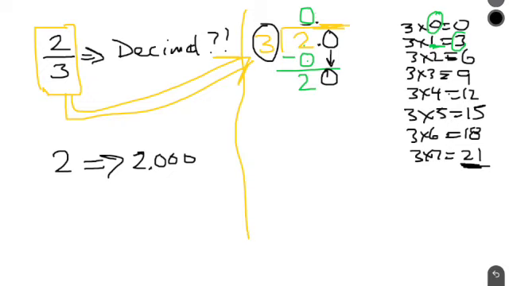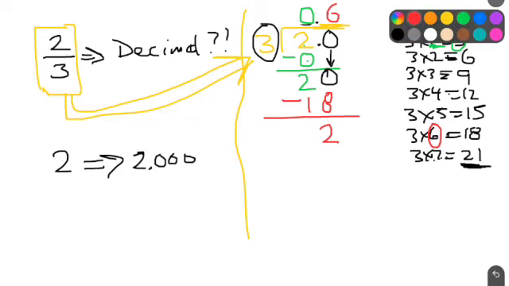We have to find what number when multiplied by 3 gives you 20 or less. When multiplied by 7, it gives us 21, which is higher than 20. So the number has to be 6. We take the 6 and put it right there. 6 times 3 is 18. 20 minus 18 is 2.